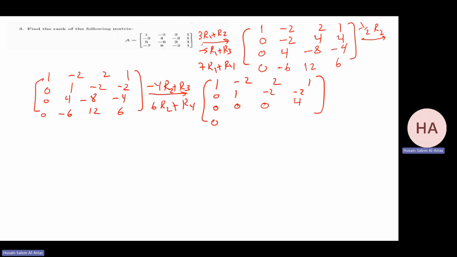6 and add it, that will be 0. So I have minus 12 plus 12, that will be 0. 6. So I have minus 12. And what? I have minus 12 and 6. What is this? Multiply by 6. Minus 24. Plus 6. Minus 18.